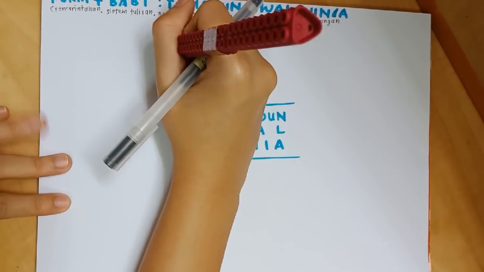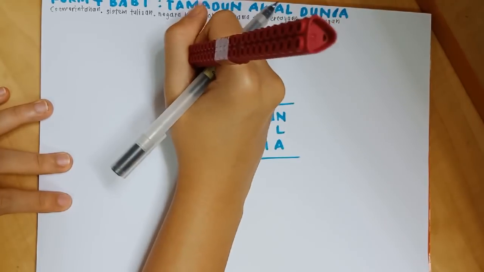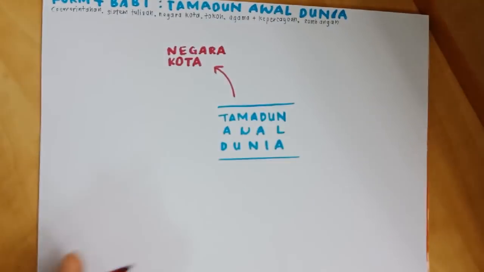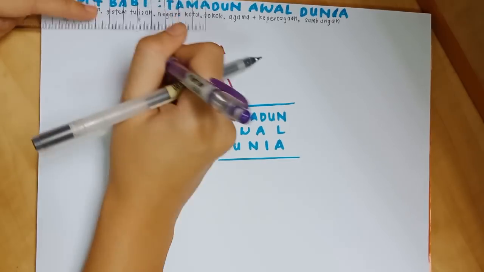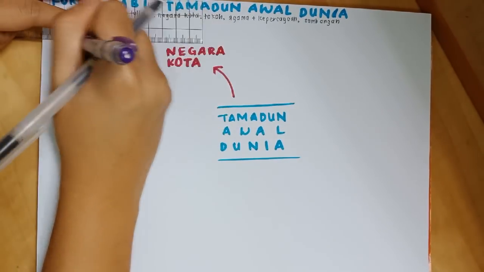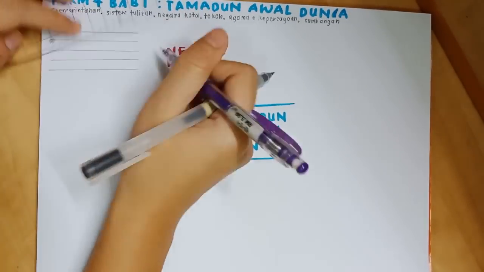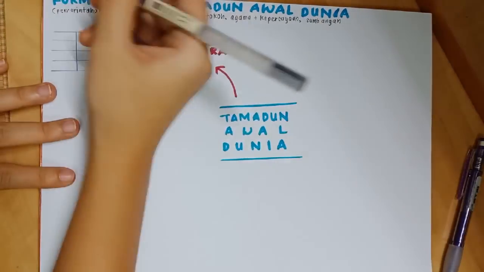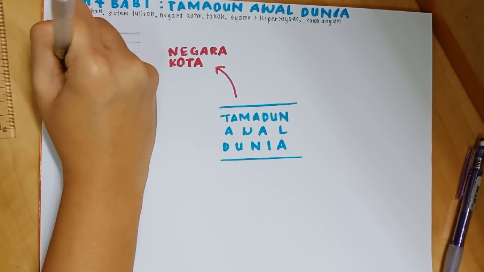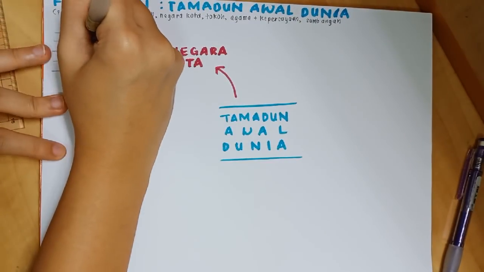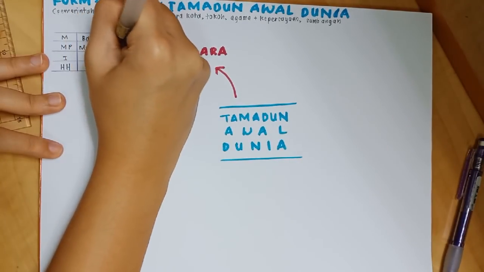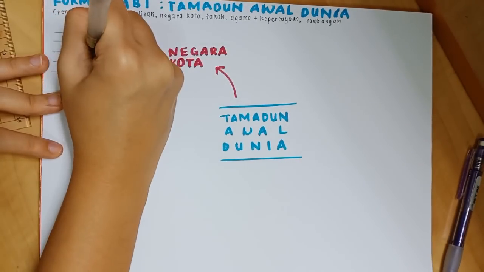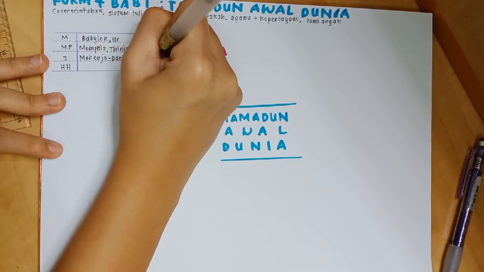And then I'm branching off Tamadun Awal Dunia with Negara Kota, which is the first thing that we're covering today. And beside Negara Kota, I'm going to draw a table. I'm going to draw tables for each category actually, because it is easy to categorize stuff based on the tables. And on the left hand side of the table, I'll be writing M, MP, I, and Huang Ho, which stands for Mesopotamia, Mesir Purba, Indus, and Huang Ho. So this is a way to simplify stuff because you don't have to write the same thing over and over again. Using the initials is enough.